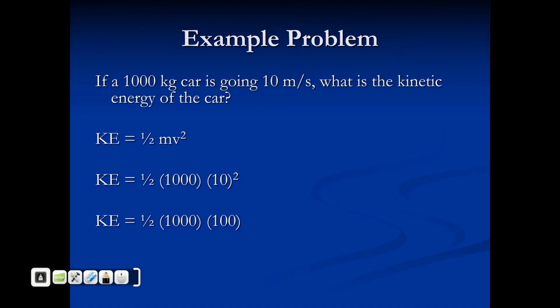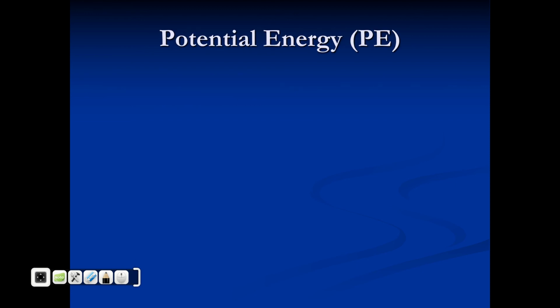Just to make it clear, 10 got squared, so now it's 100. So 1/2 times 1,000 times 100 gives me 50,000 joules. So a 1,000 kilogram car going 10 meters per second, basically about 25 miles an hour, has 50,000 joules of kinetic energy. The other main type that we're going to calculate, potential energy.